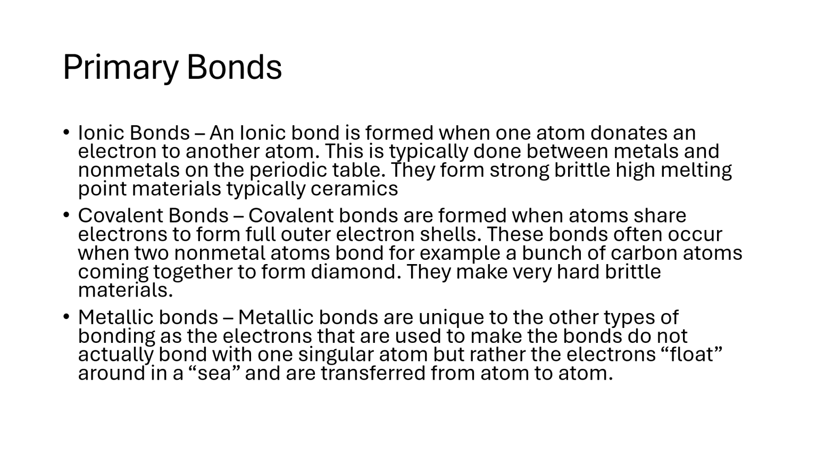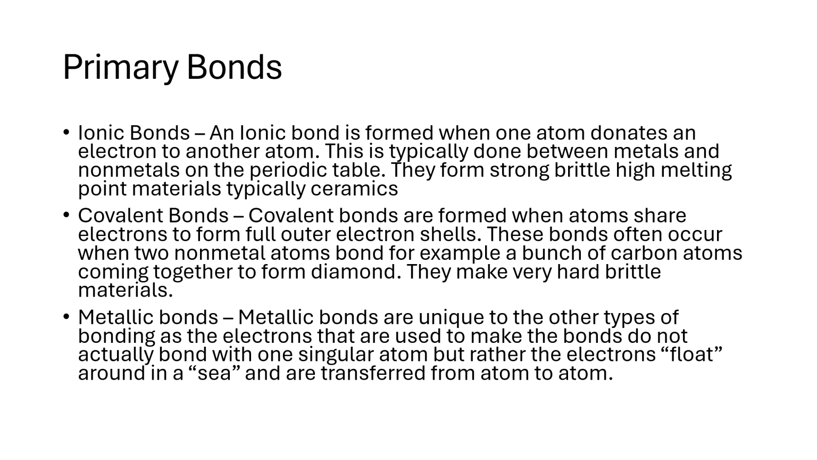Primary bonds. There are three kinds of primary bonds: ionic bonds, covalent bonds, and metallic bonds. Each bond has its own strengths and weaknesses. Ionic bonds. An ionic bond is formed when one atom donates an electron to another atom. This is typically done between metals and nonmetals on the periodic table. They form strong, brittle, high melting point materials, typically ceramics.